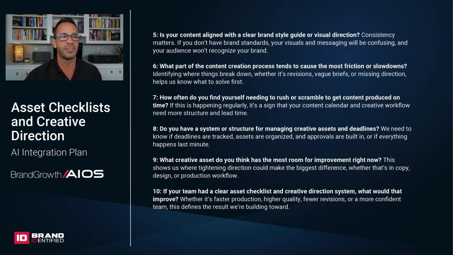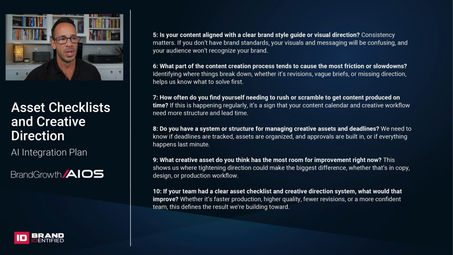Question number 6, what part of the content creation process tends to cause the most friction or slowdown? Identifying where things break down, whether it's revisions, vague briefs, or missing direction, helps us know what to solve first. Question number 7, how often do you find yourself needing to rush or scramble to get content produced on time? If this is happening regularly, it's a sign that your content calendar or your creative workflow need more structure and lead time.